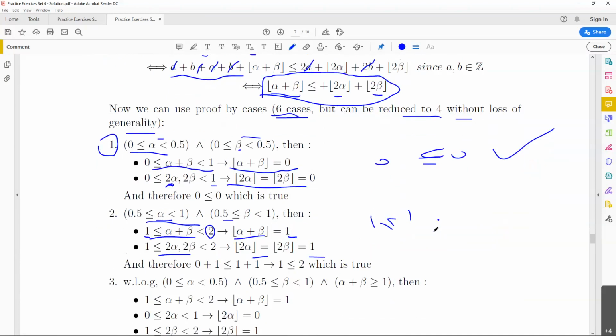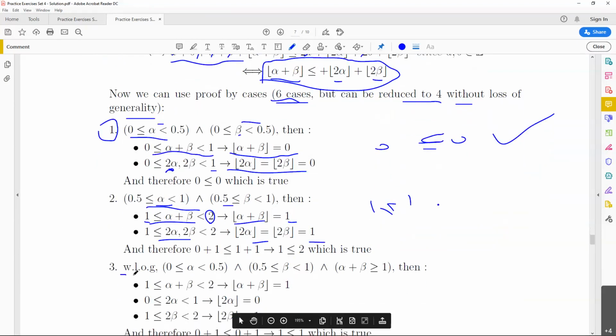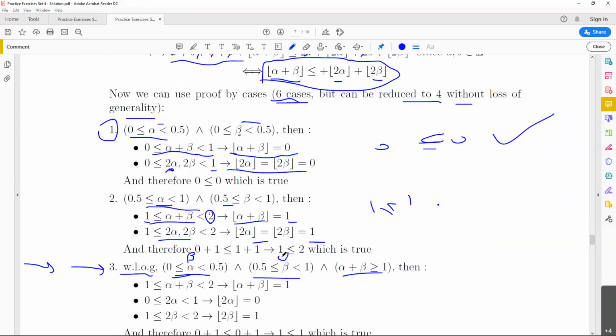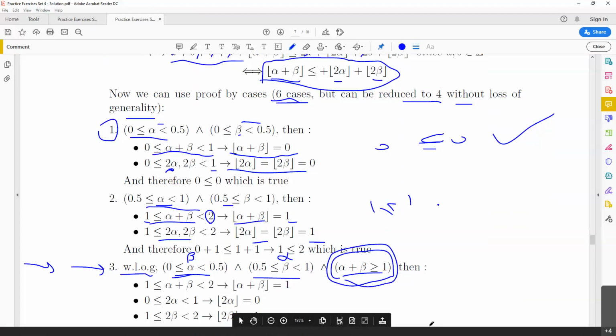Okay, nice. Now we reach the without loss of generality. So alpha is less than half, and beta is bigger than half, but the summation is bigger than 1. You can see here, without loss of generality, you could have said, hey, beta is less than half and alpha is bigger than half. It would have given the same result. What we care about is this part: the summation is bigger than 1.